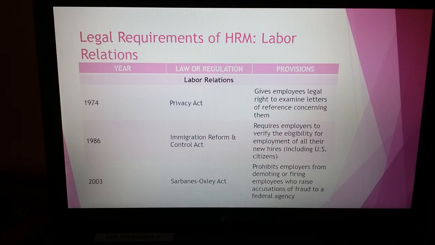Certainly, the Wagner Act of 1935 resulted in the National Labor Relations Board, which enforces procedures whereby employees may vote to have a union, and processes for collective bargaining. We're going to talk a little bit more about that as we go on, and that was really one of the first big labor laws passed.